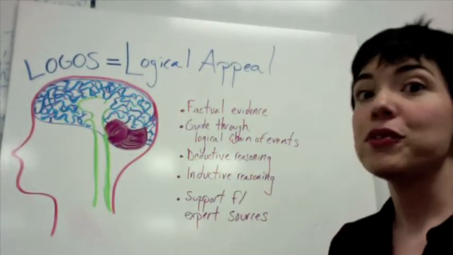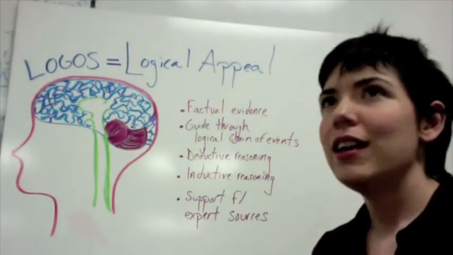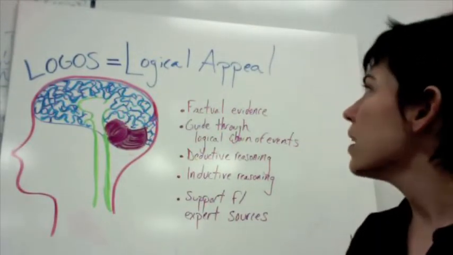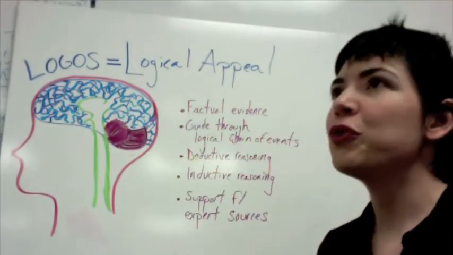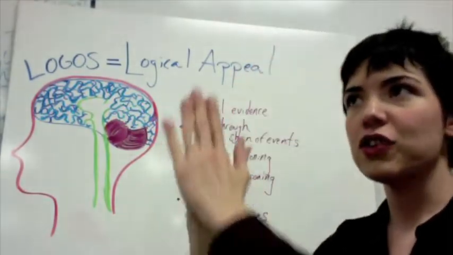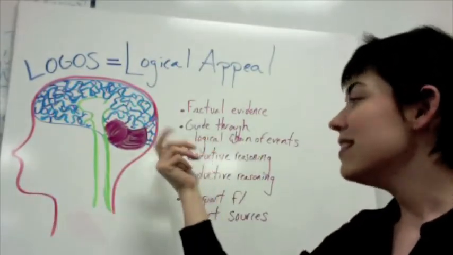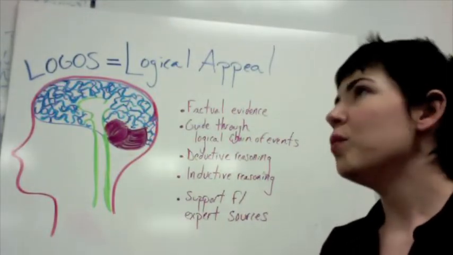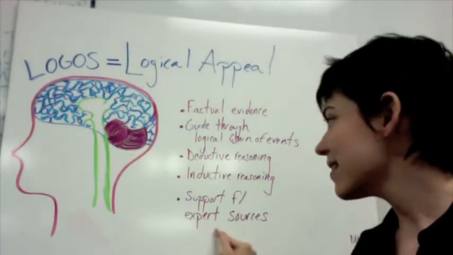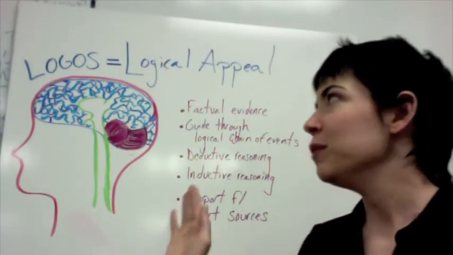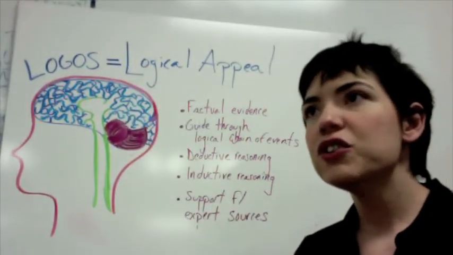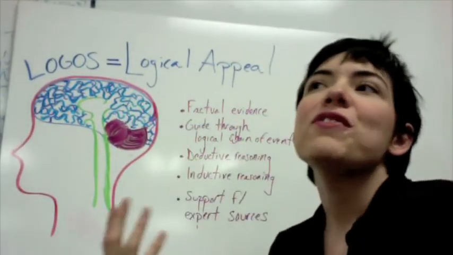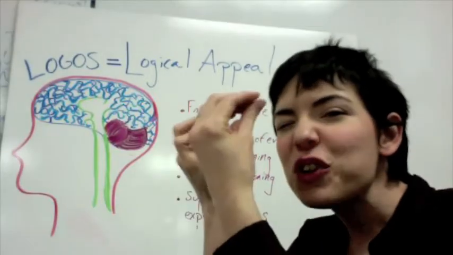Some examples of that logical appeal are factual evidence. We're talking about statistics, results from observations or experiments, labs. Guiding someone through a logical chain of events, taking us down a logical pathway. That is logos. Deductive reasoning, inductive reasoning, that is logos as well. Then support from expert sources, and this word right here, expert, really is critical to keep in mind whenever we are discussing logos. So, in short, logos, logical appeal, anything that persuades you by means of getting to your brain.